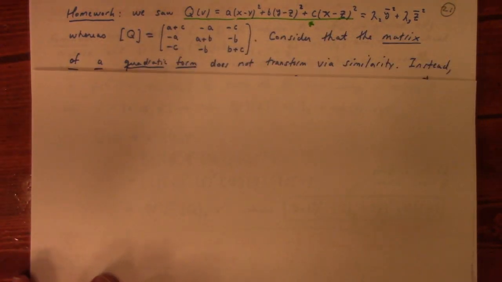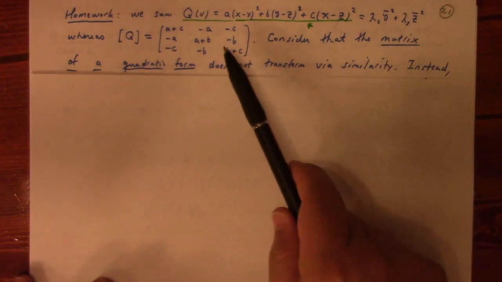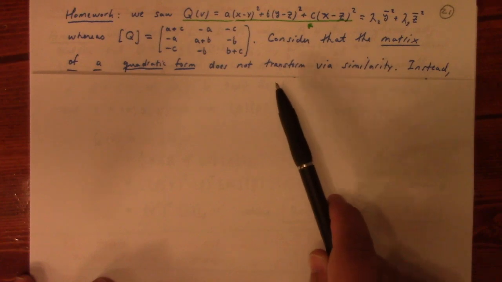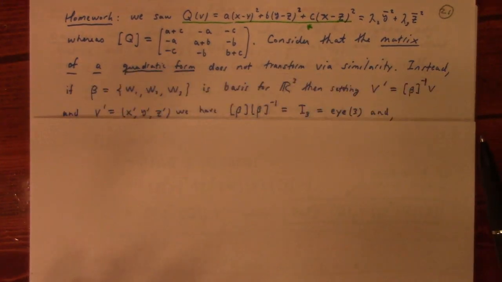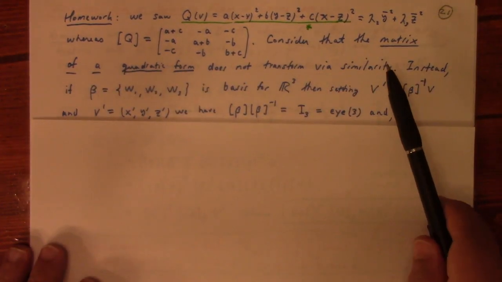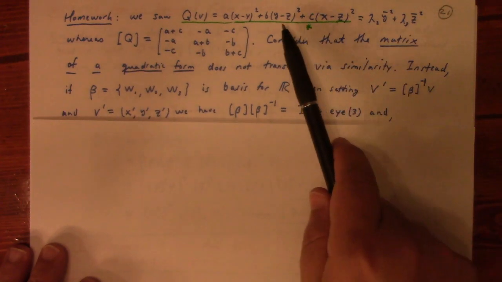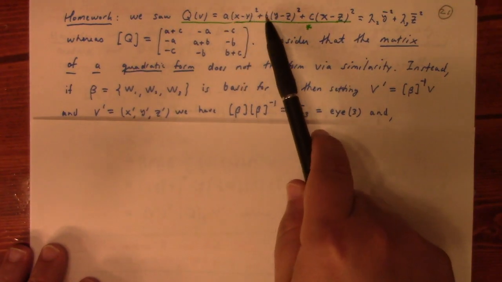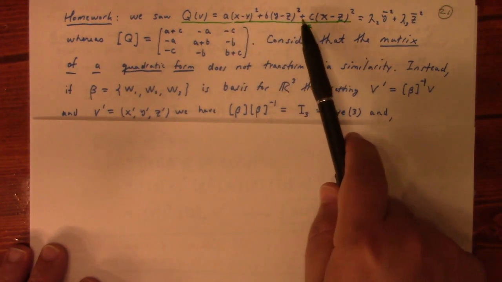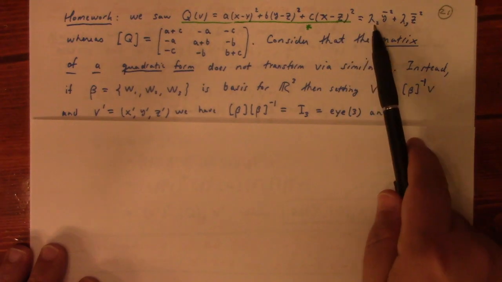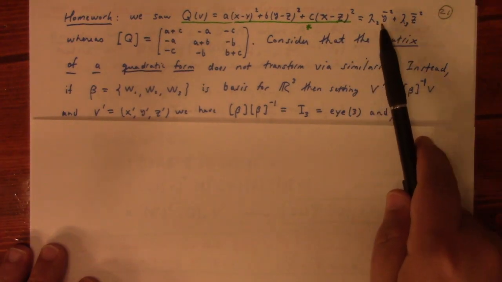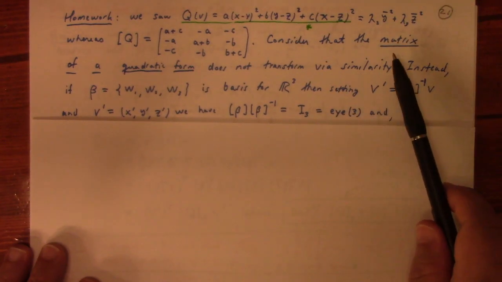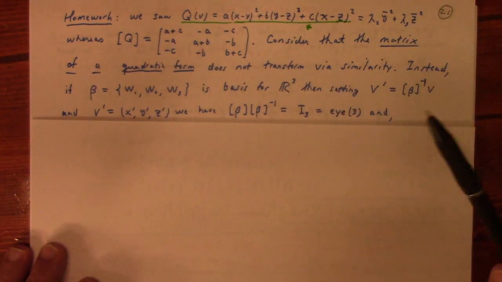So what's going on here, right? So we've seen that we have this, and it's equal to that. And so what's going on? How do we have these two things, where this appears to be giving us eigenvalues with respect to one basis of A, B, and C, whereas the eigenvalues with respect to a different basis are 0, lambda 2, and lambda 3? How can we have that? Well, the matrix of a quadratic form does not transform via similarity.